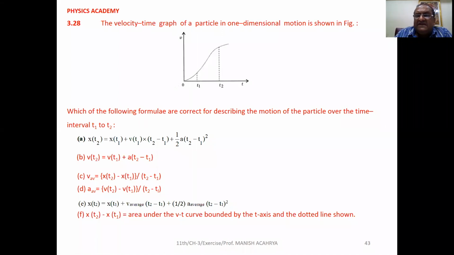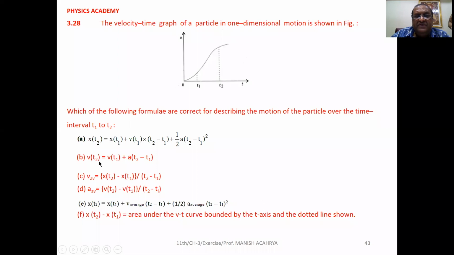And if we take the acceleration as constant, then the velocity time graph should be a straight line. But see here, in the time interval t1 to t2, the graph is not a straight line, it is a curve. So in this interval, acceleration is not constant. So the first equation is not applicable here.